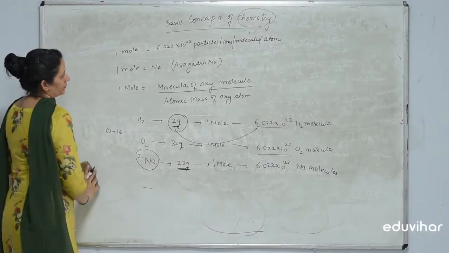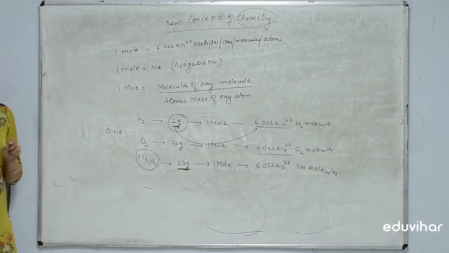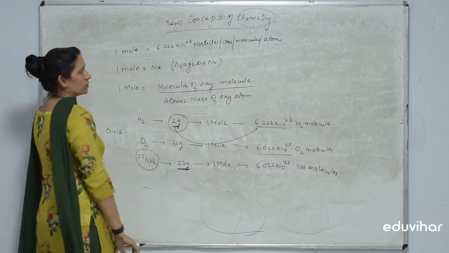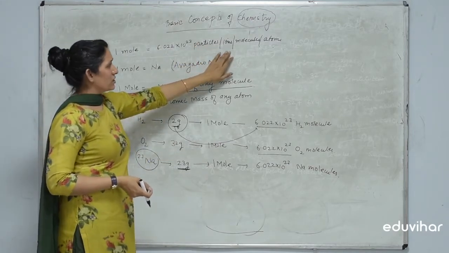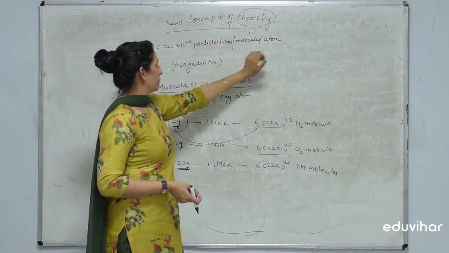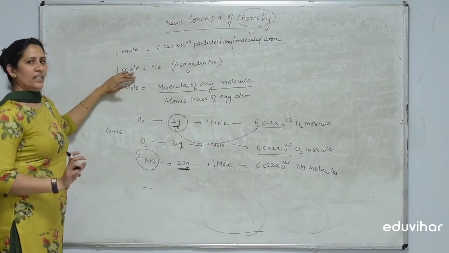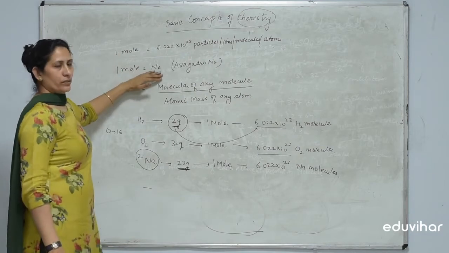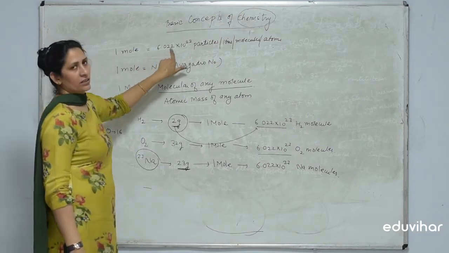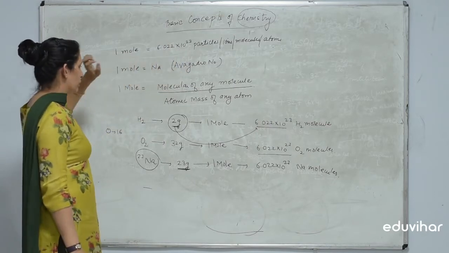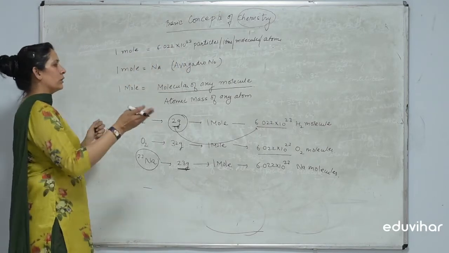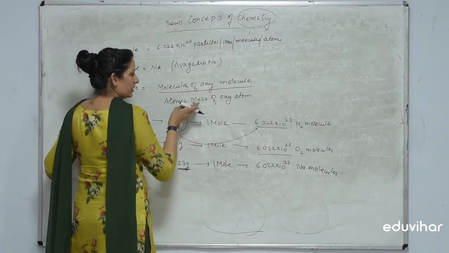Okay, 1 mole is equal to, as you know, 6.022 into 10 to the power 23 particles. Particles means ions, molecules, or atoms. 1 mole is given by Avogadro. 6.022 into 10 to the power 23 is known as the Avogadro number. 1 mole is also equal to the molecular mass of any molecule and the atomic mass of any atom.